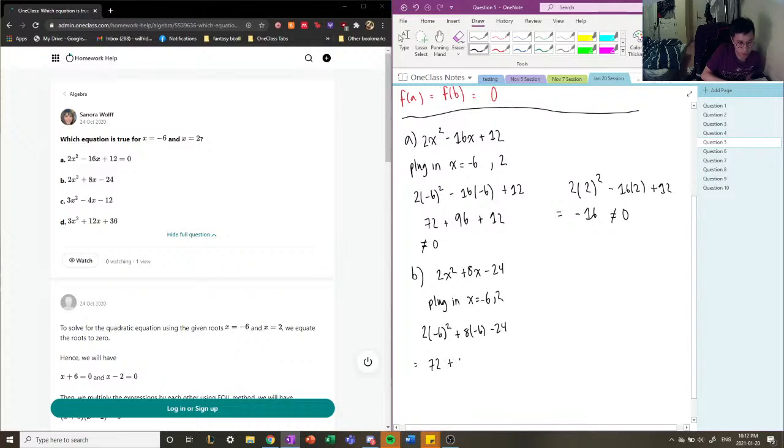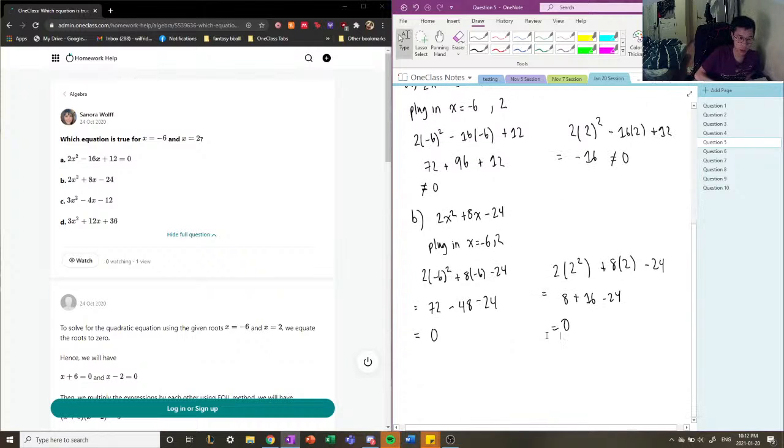72 minus 48 minus 24. 72 minus 48 is 24, so that equals 0. Okay, how about 2? 2 times 2 squared plus 8 times 2 minus 24. That is equal to 8 plus 16 minus 24, which equals 0. And therefore, for this quadratic function, its zeros are -6 and 2.